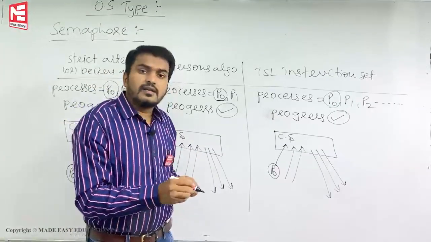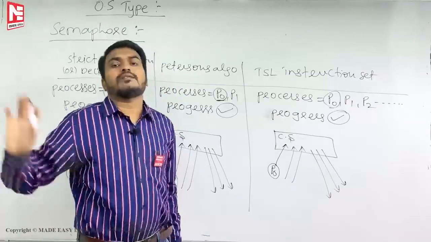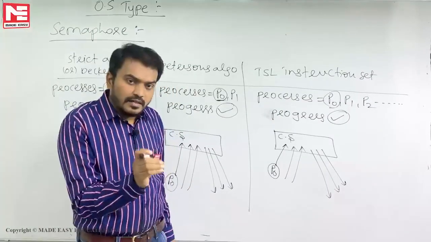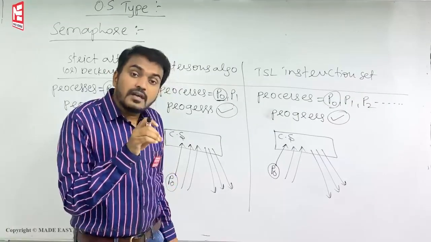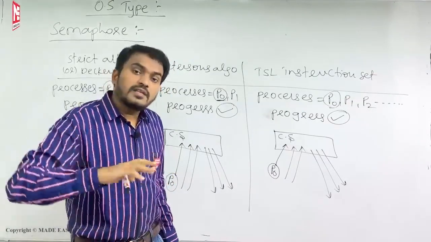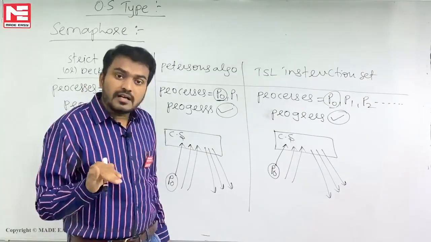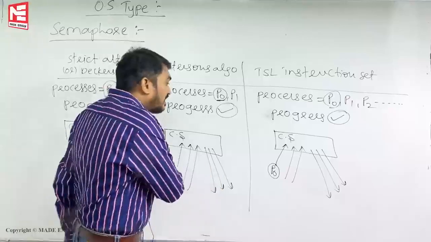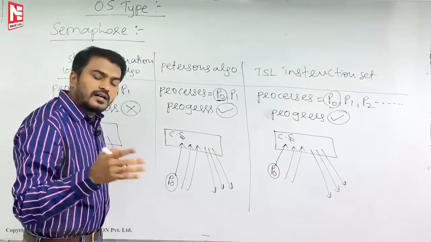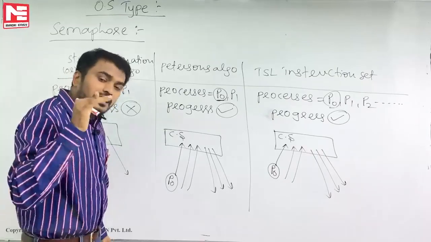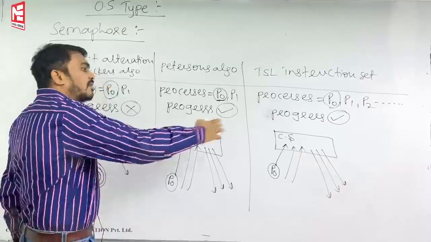First you check for deadlock. If you have deadlock in the system, straight away progress is not satisfied. If you don't have deadlock, then progress may or may not be satisfied. If there is no deadlock in the problem, then you apply this technique.